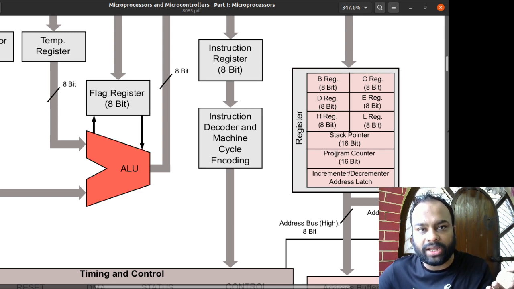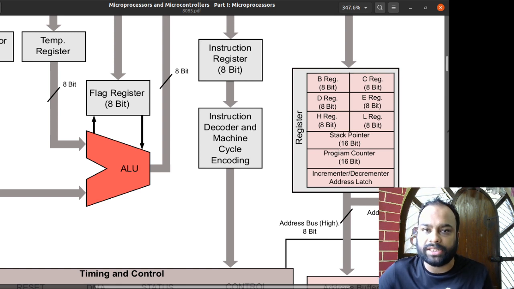Based on that knowledge, the program counter will execute the next instruction, and it will keep on executing unless a halt, hold, or a reset instruction is received. Okay, so we discussed that. So program counter is a very specialized register. And then we have a 16-bit register known as the stack pointer.